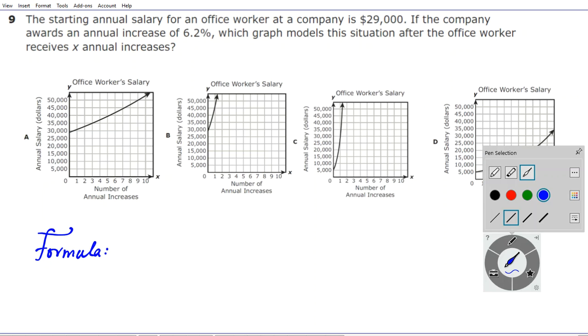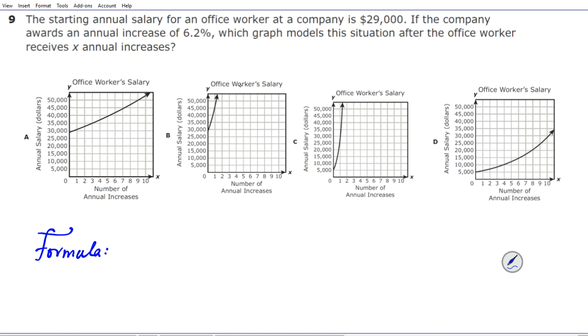So this is an exponential growth formula because every year you have an increase of 6.2%. The formula for exponential growth is amount equals the principal times 1 plus the growth rate raised to the t power. This salary is increased by this percent annually, so it's once a year. That's why we're using this formula.